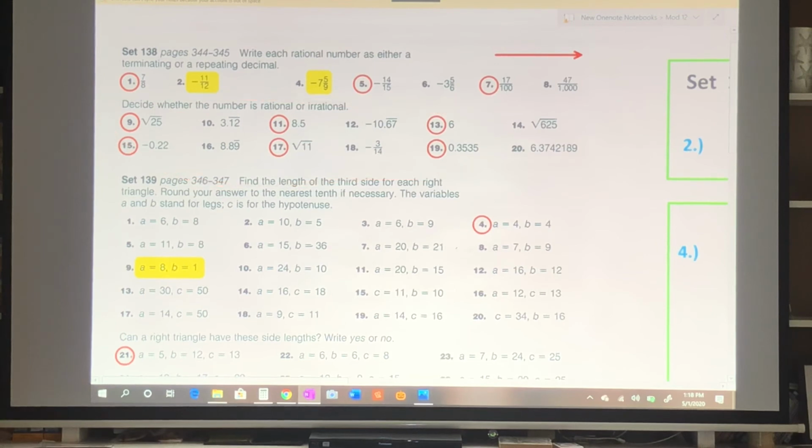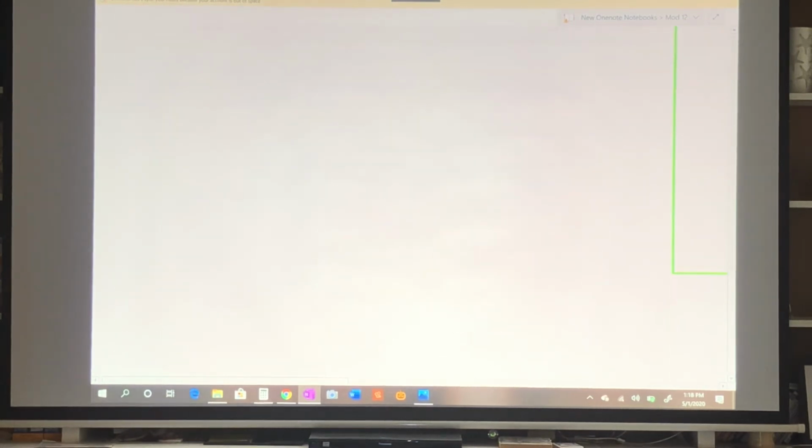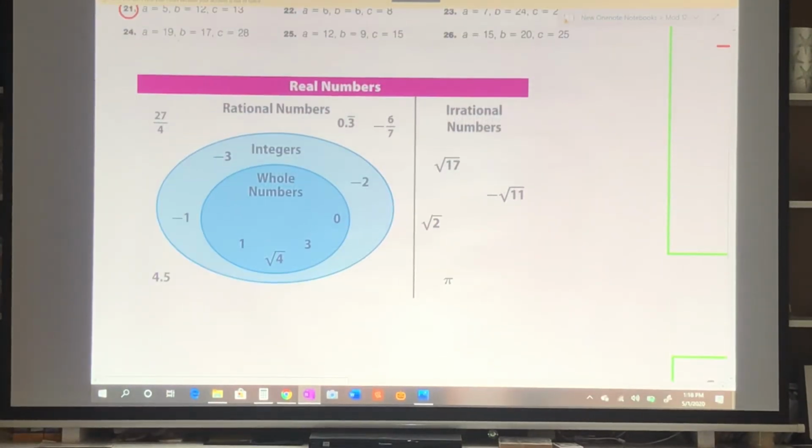Remember rational numbers? Remember, perfect squares are rational numbers, whole numbers are rational numbers, integers are rational numbers. If you can write it as a fraction, what if you put 9 divided by 2? Wouldn't that be 4.5? You can write this as a fraction, 1/3, right?